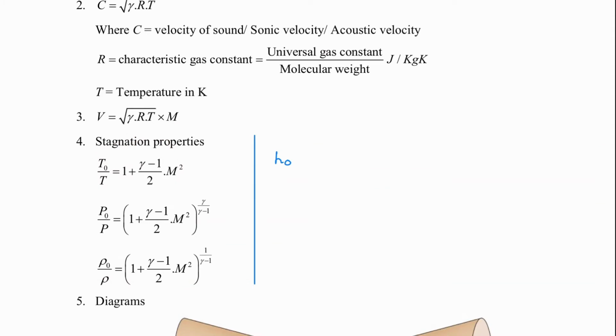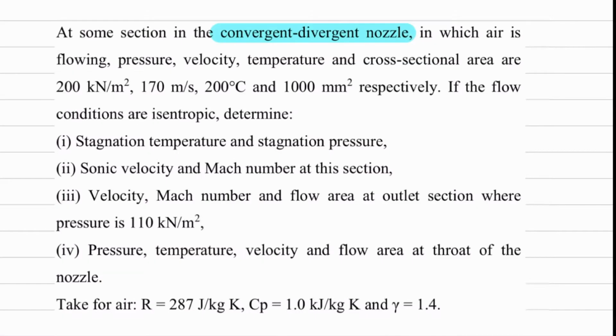So I hope this is clear. When numericals are small, for fewer marks, you have to use these equations to find the stagnation properties. Otherwise, if numericals are large like this, such as a convergent divergent nozzle given for 10 to 12 marks, or a convergent nozzle given for 10 or 12 marks, in that case you can use the gas table to reduce your calculations. So here we are going to use gas tables.